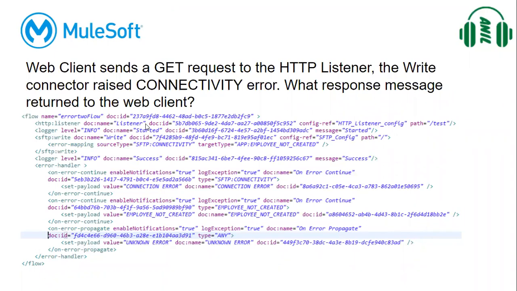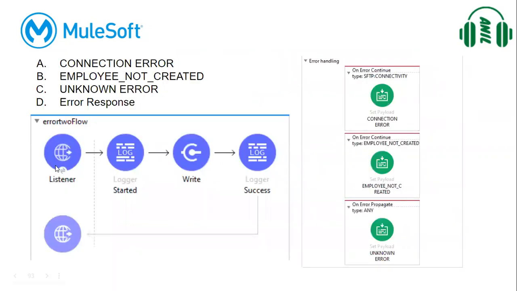Next question. Web client sends a GET request to the HTTP listener. The write connector raised connectivity error. What response message is returned to the web client? Let us look into the flow first. Here we have a listener, and here we have an SFTP write, and then error handling. On error continue with connectivity error type, on error continue with employee not created error type, and on error propagate with any, which means it can handle any exception.